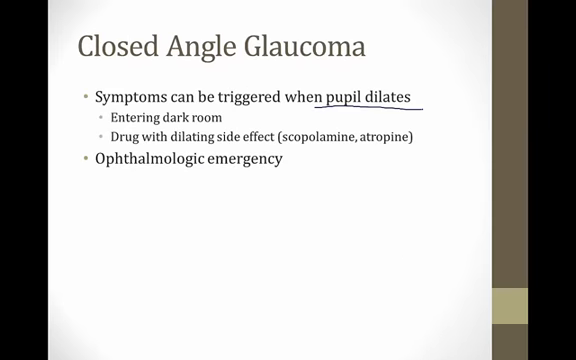This means that potential triggers for closed angle glaucoma include things like entering a dark room that will lead to pupillary dilation, or taking a drug that has a pupil dilating side effect, a drug like scopolamine or atropine. These are muscarinic blocking drugs, and they can lead to dilation of the pupil. And closed angle glaucoma, in contrast to open angle glaucoma, is an ophthalmologic emergency. If the eye is not treated quickly, it can lead to permanent vision loss.